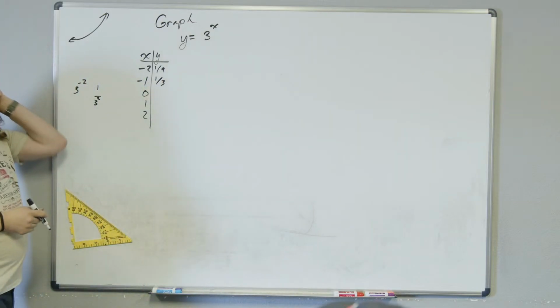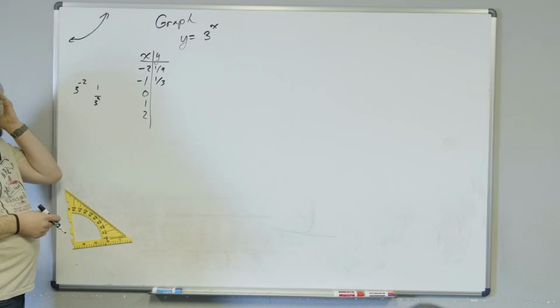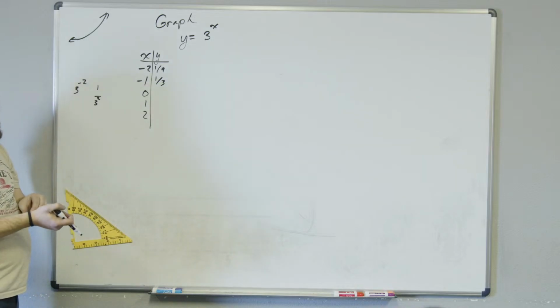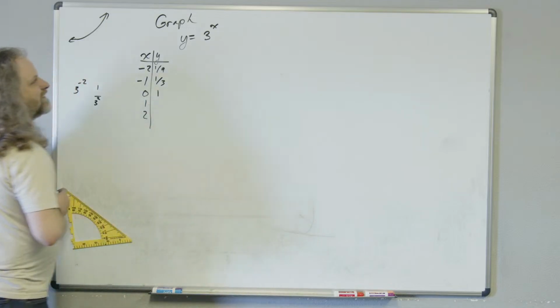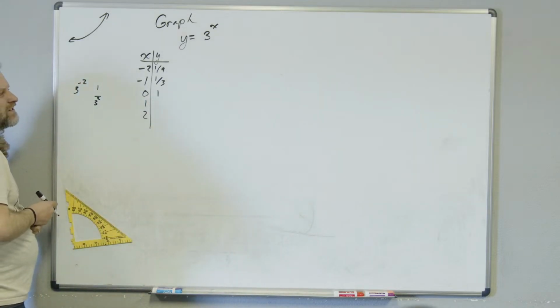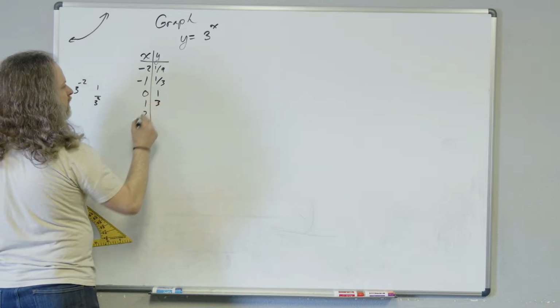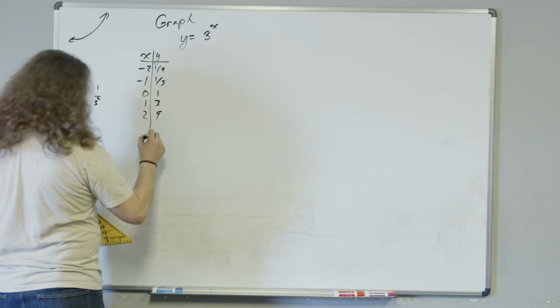What's 3 to the 0? No. Anything to the 0 is not 0. It's 1. What's 3 to the first? 3. 3 squared? 9.